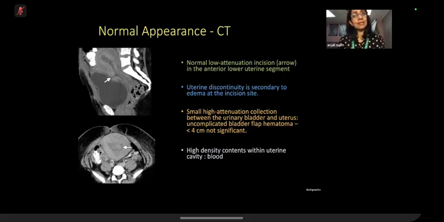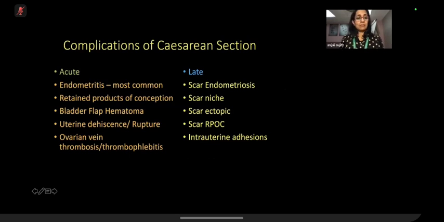It is common to get a bladder flap hematoma when there is a lower section wound here. It is common for it to bleed and form a small hematoma here. But it's important that it is less than 4 centimeters. Less than 4 centimeters is not significant. But if it is more than 4 to 5 centimeters, then we are worried about uterine wound dehiscence or rupture. So these are the complications of cesarean section, endometritis being the most common, and these are the other complications.